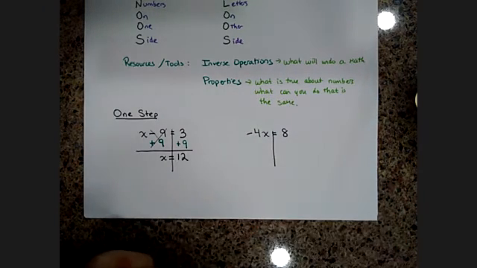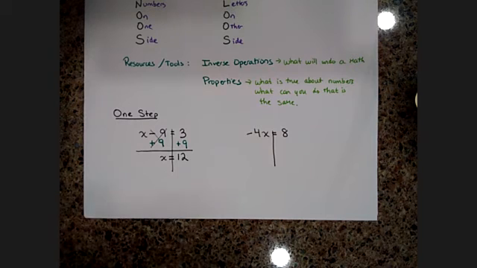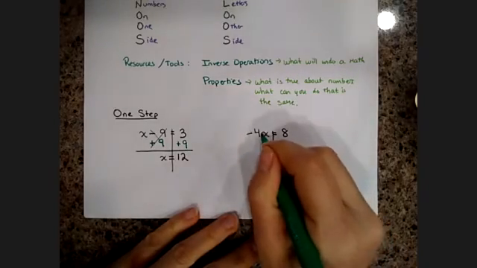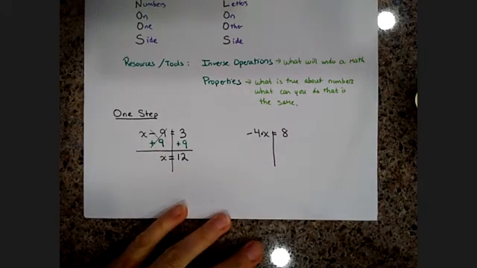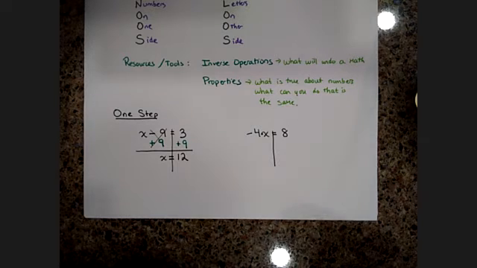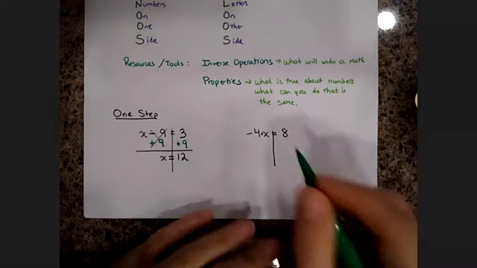Here's another one. This one says that -4x is 8. Well, two things side by side mean multiply. So that's really -4 times x equals 8. How do I undo multiplying? Multiplication is undone with division.